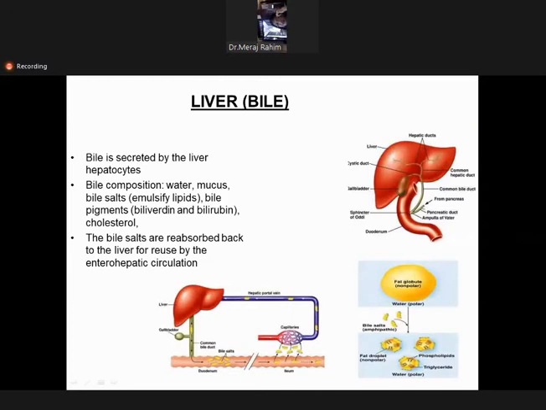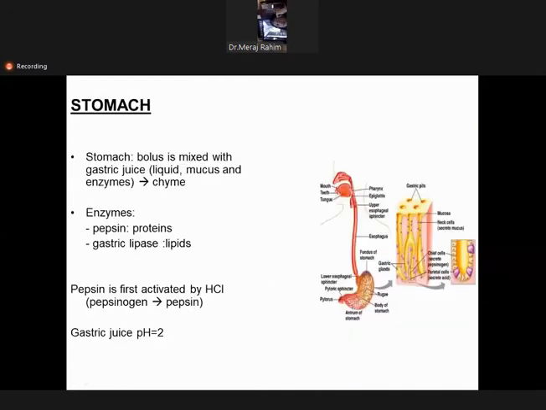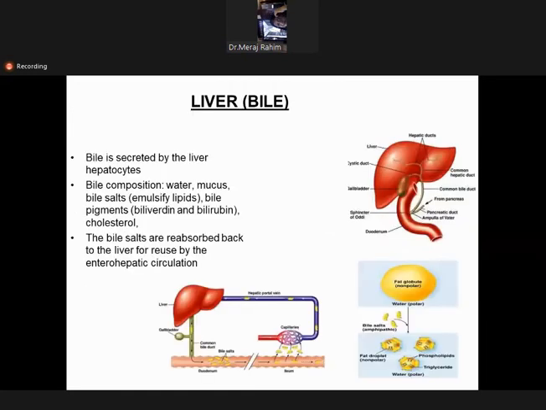As I told you, the stomach contents, now when they go into the duodenum, it meets the pancreatic duct. Bile is secreted by the liver, by the cells of the liver, that is the hepatocytes. And you know that bile is composed of different substances. It contains water, it contains mucus, it contains bile salts which emulsify the lipids, then it contains bile pigments like biliverdin and bilirubin.